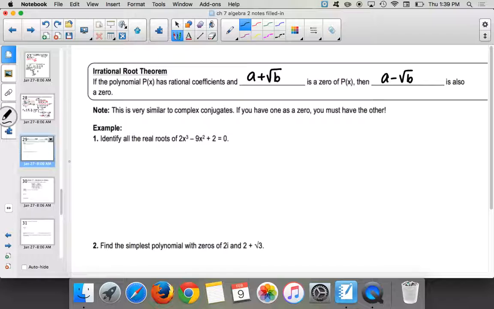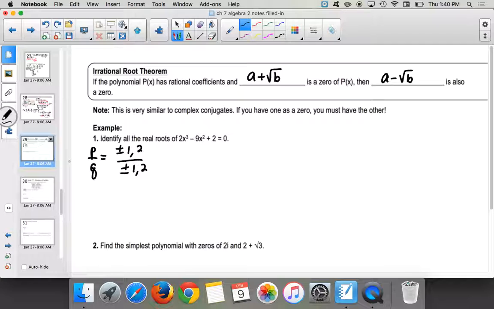Okay, so it says identify all of the real roots to 2x cubed minus 9x squared plus 2 equals 0. So my possibilities when I do my p over q are plus or minus 1 and 2, and plus or minus 1 and 2. So I'd have 1, 1/2, 2, and then 1 again, right? So 1, 1/2, 2, and then negative 1, negative 1/2, negative 2. There's 6 possibilities.